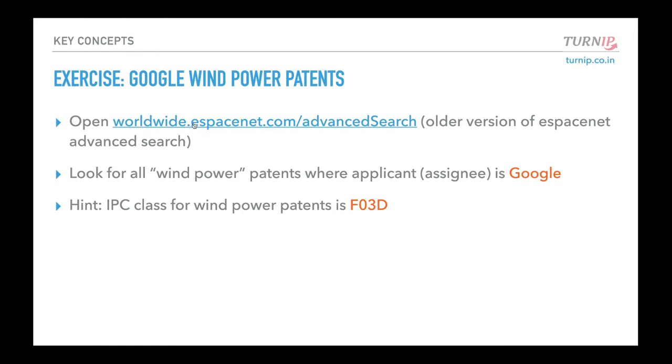For this, you'll have to go to this URL, worldwide.espacenet.com/advancedSearch. In advancedSearch, the A is in small letters and the S is in capital letters. You'll have to make sure of this, because otherwise it might throw up an error. I'll also do this exercise with you, and I'll also read the chat a bit and answer some of your questions.